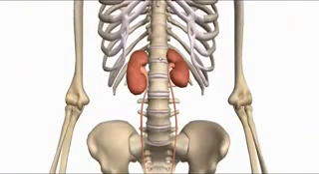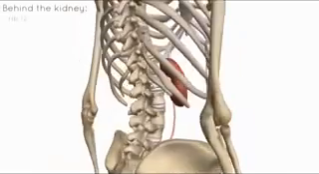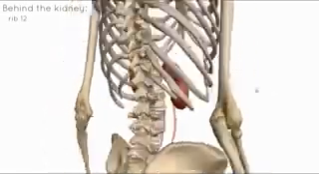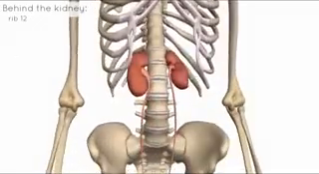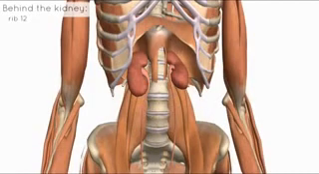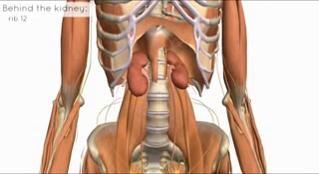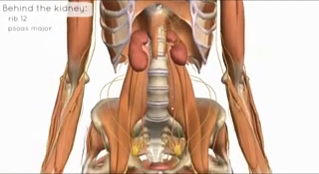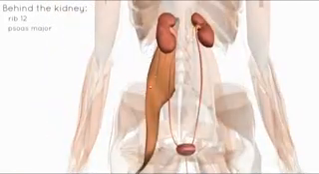We'll take a quick look at some of the posterior relations of the kidney. If we look at the back, we can see that the 12th rib lies behind the kidney, and if I bring in some of the musculature, we can see some of the muscles which sit behind it. You can see the psoas major on either side sits behind it, so it's this muscle here on either side.